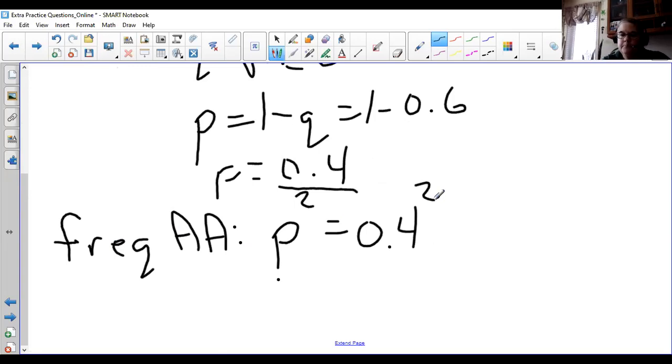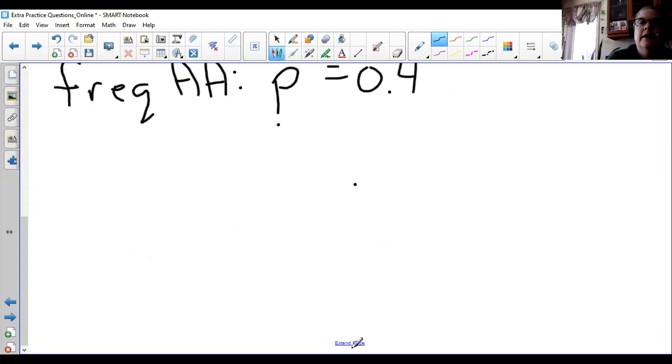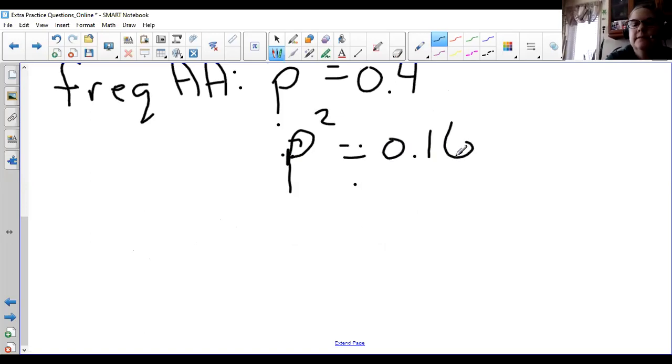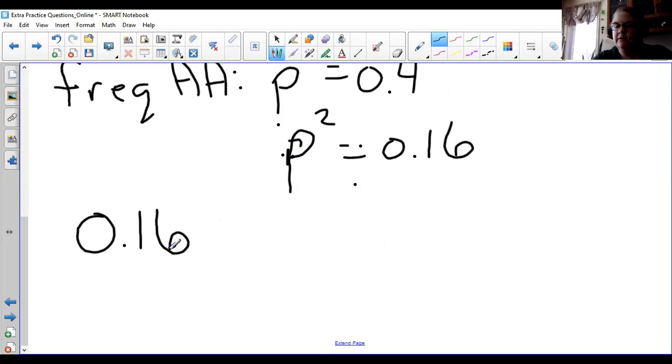And what do I get? Awesome, good. So I'm just going to move this up to the top here so I can extend my page. Okay, so p squared equals 0.16. Now, we're not quite done because the question didn't ask me for the frequency of individuals that are homozygous dominant. It asked me for the number of individuals. So I know that 16% of the population are homozygous dominant. What do I need to do with that to figure out the number of individuals that are homozygous dominant?